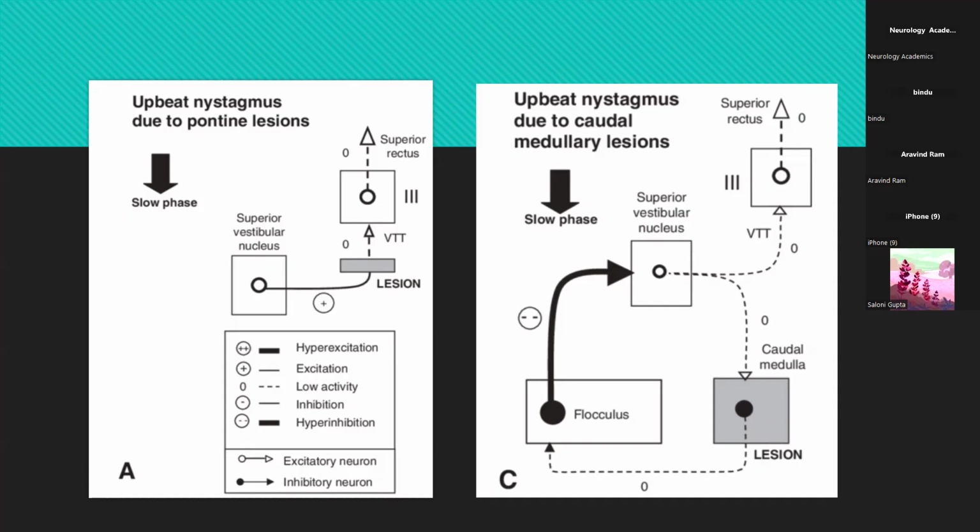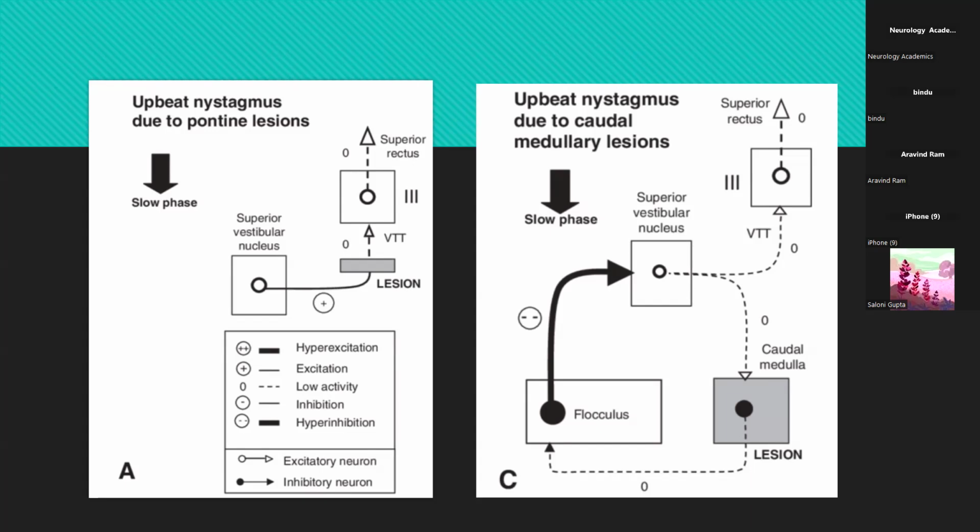So in this first image, there is a lesion in the ventral tegmental tract, which I had mentioned earlier, which is a tract originating from the superior vestibular nucleus in the pons and going up to the midbrain. When there is a lesion in the ventral tegmental tract, there is reduced excitation of the superior rectus, and that will cause the eye to abnormally drift downwards, and there is a corrective saccade abnormally upwards. That will cause an upbeat nystagmus.